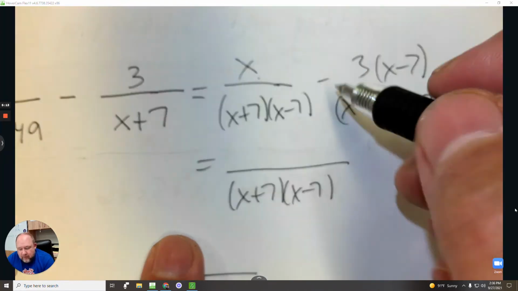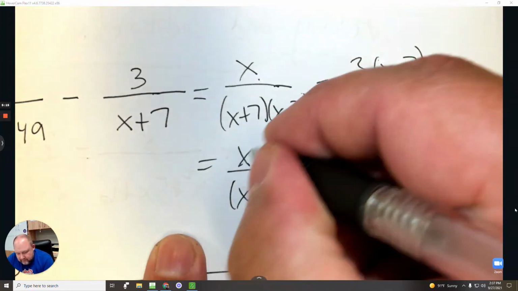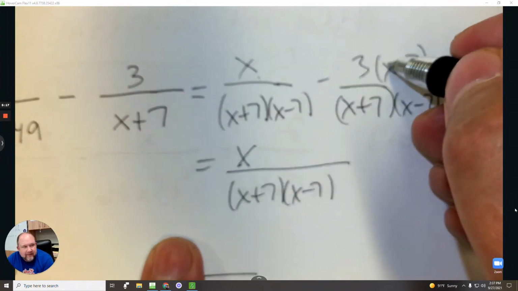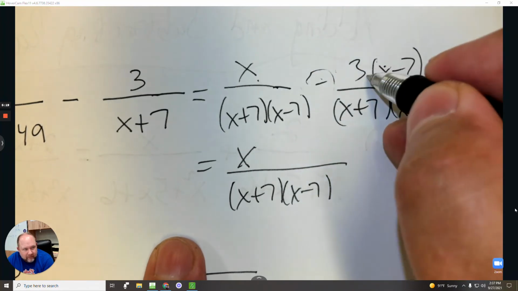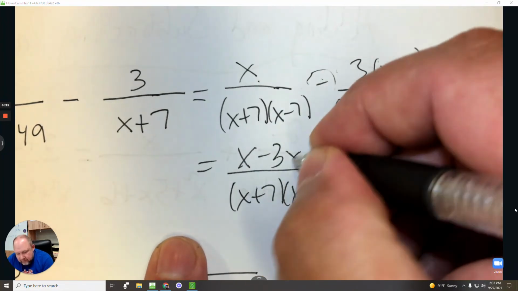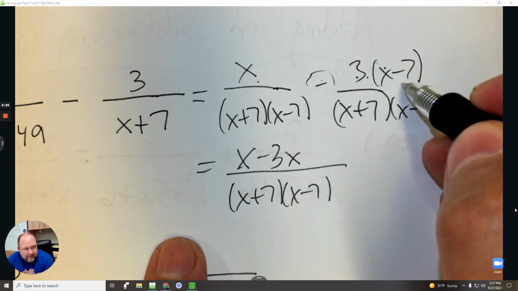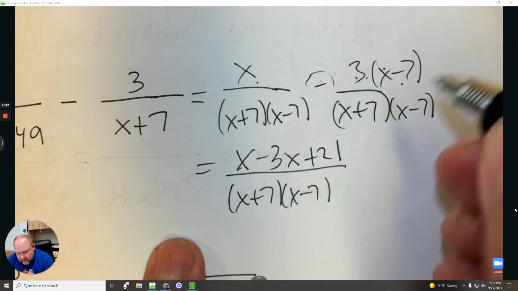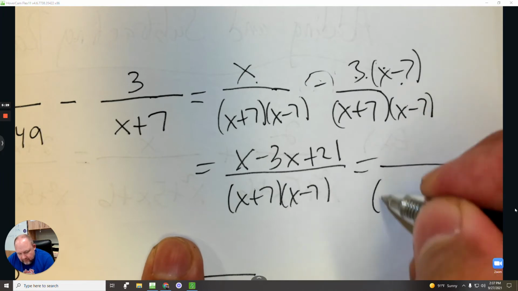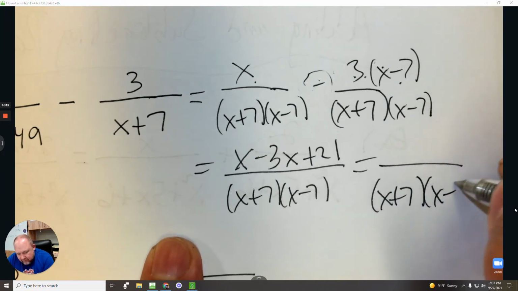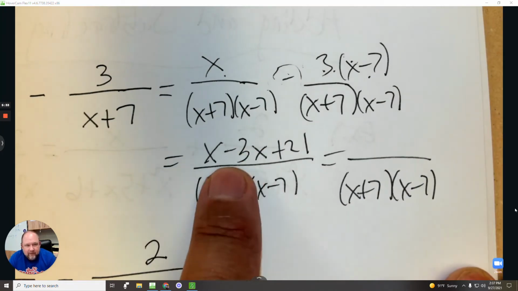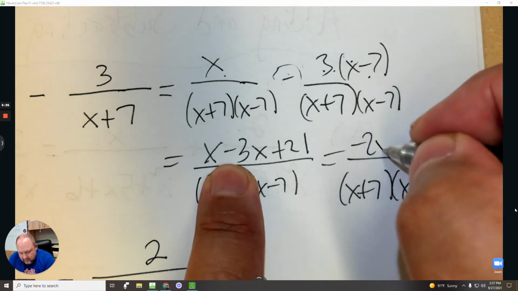If I look at the numerators, I want to distribute. So negative 3 times x, so this negative belongs to the 3. So it's negative 3x, and it's negative 3 times negative 7, which is 21. So our final answer when we combine like terms is negative 2x plus 21.